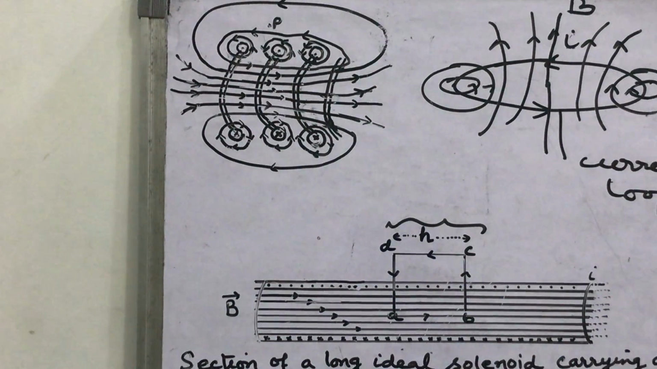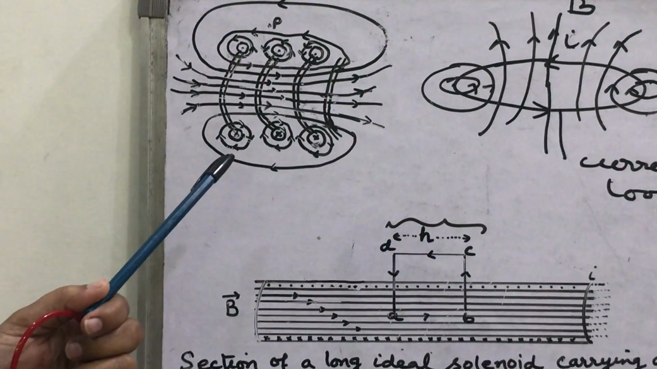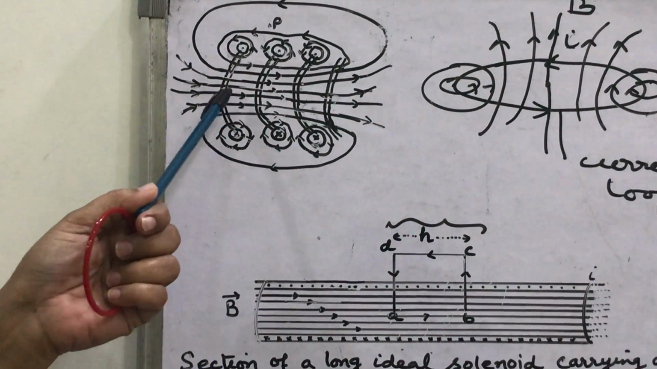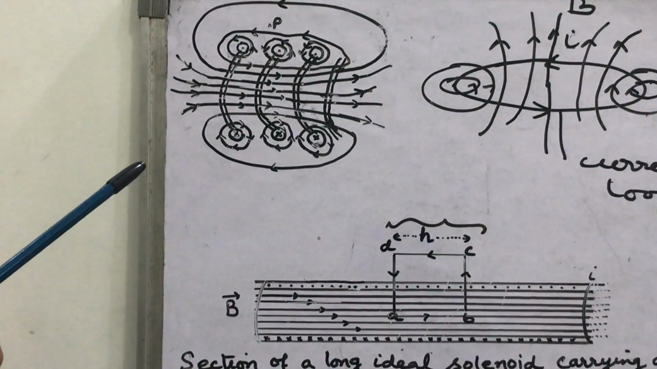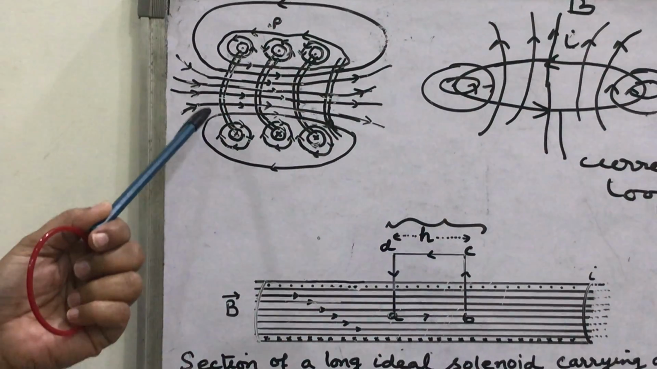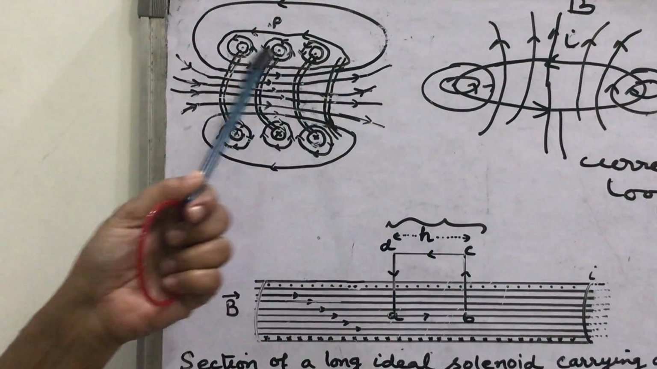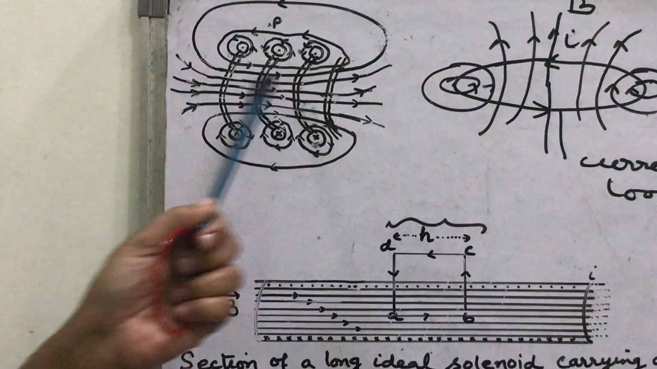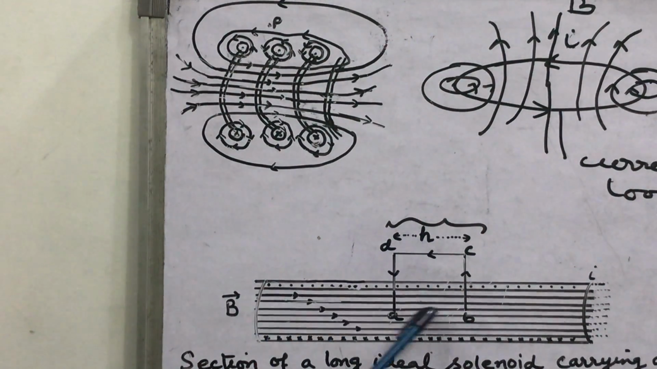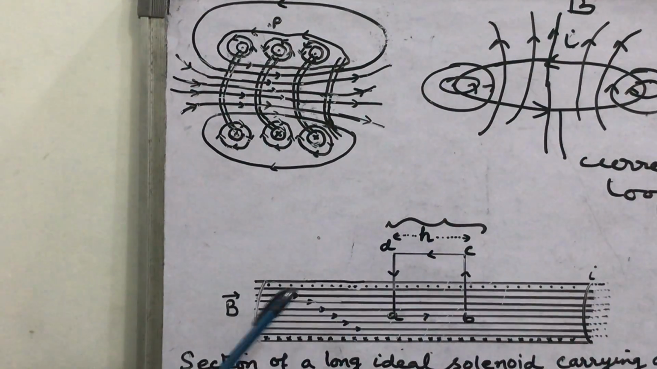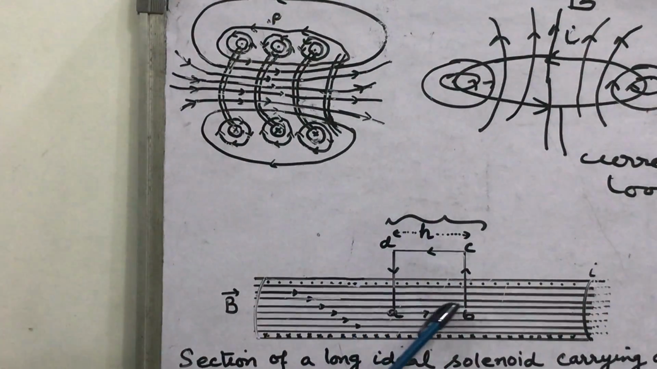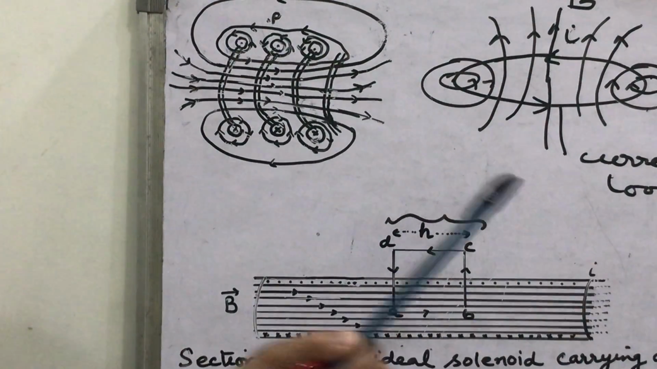The resultant field of the solenoid is the vector sum of the fields due to all the turns of the solenoid, and obviously we have seen here that the fields due to the neighboring turns add up along the axis of the solenoid. What is the axis of the solenoid? Suppose I have shown the long solenoid, the axis means a line passing through the center of the solenoid along its length.